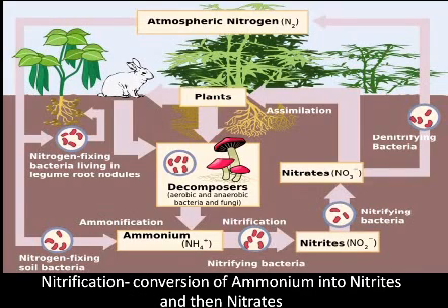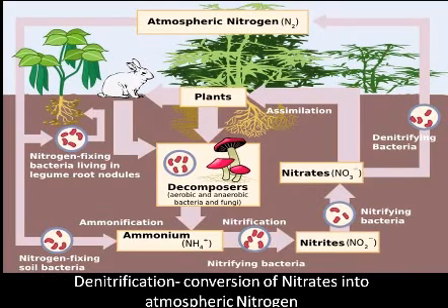Nitrifying bacteria will convert that ammonium into nitrites and nitrates. We call this nitrification. Nitrites is 1 nitrogen atom bonded to 2 oxygen atoms. Nitrates is 1 nitrogen atom bonded to 3 oxygen atoms. I know what you're thinking. Those aren't even big words and I'm confused. Don't worry about that too much right now. Denitrification is when denitrifying bacteria convert the nitrates, NO3, back into atmospheric nitrogen, N2.